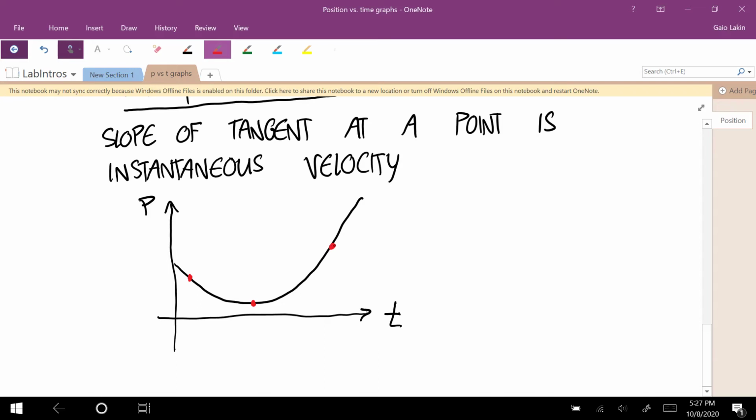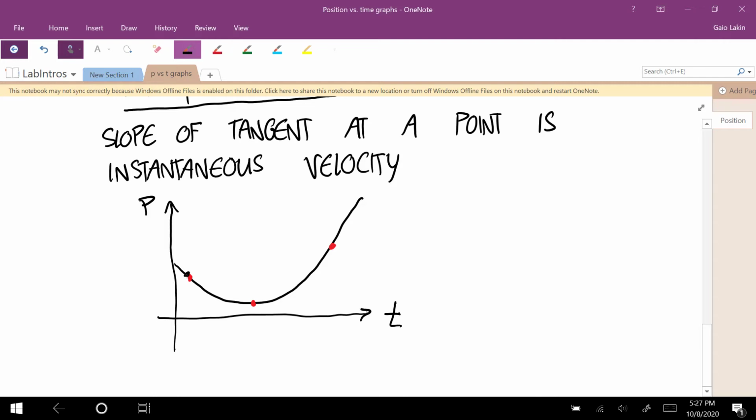So this is going to be telling us if the velocity is positive, it means the object's moving in the positive direction. If the velocity is zero, it means the object is at rest. And if the velocity is negative, it means that at that instant, the object is moving in the negative direction.